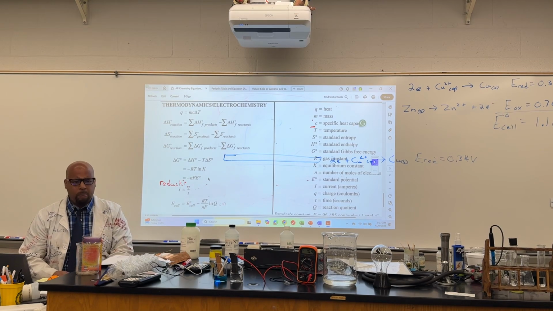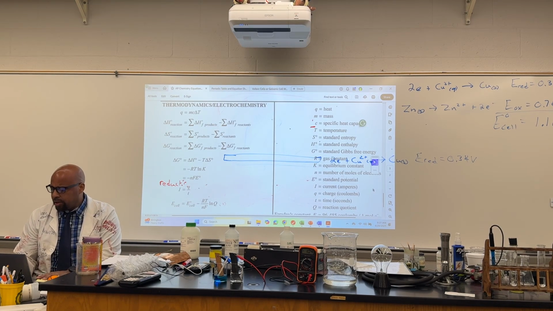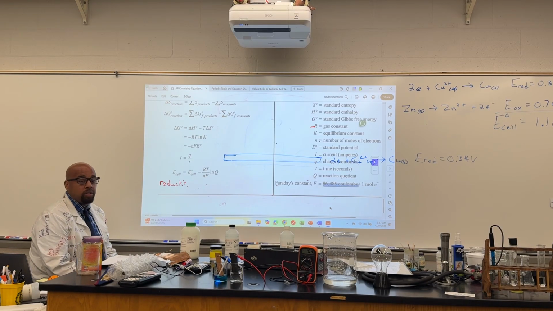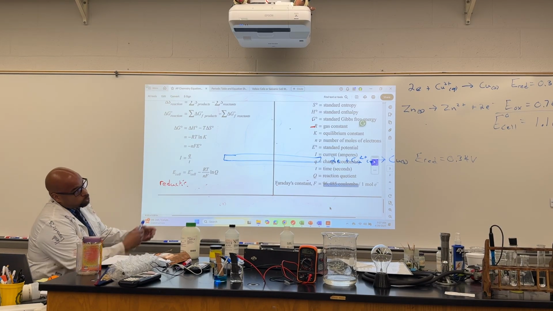So in this case, the N will be 2. Faraday's constant, don't memorize Faraday's constant. Go to the equation sheet. They're going to give you, look at that right there. It's posted right there. And then all you're going to do is just add your E cell to it as well, which we already calculated.